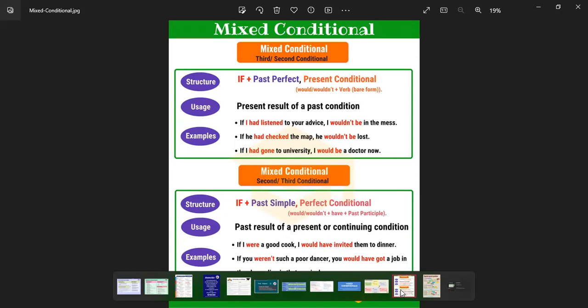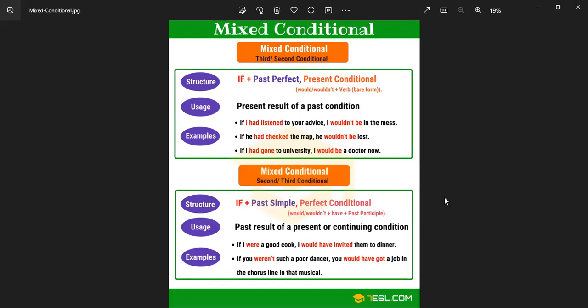And the other way, past result of a present or continuing condition. If I were a good cook, I would have invited them to dinner. I am not a good cook, so I don't invite them. If you weren't such a poor dancer, you would have got a job in the chorus line in that musical. You are a poor dancer, so you didn't get, you don't get, and you won't get a job in the chorus line in the musical. He won't get that job. He didn't get it, he doesn't get it, and he won't get it.